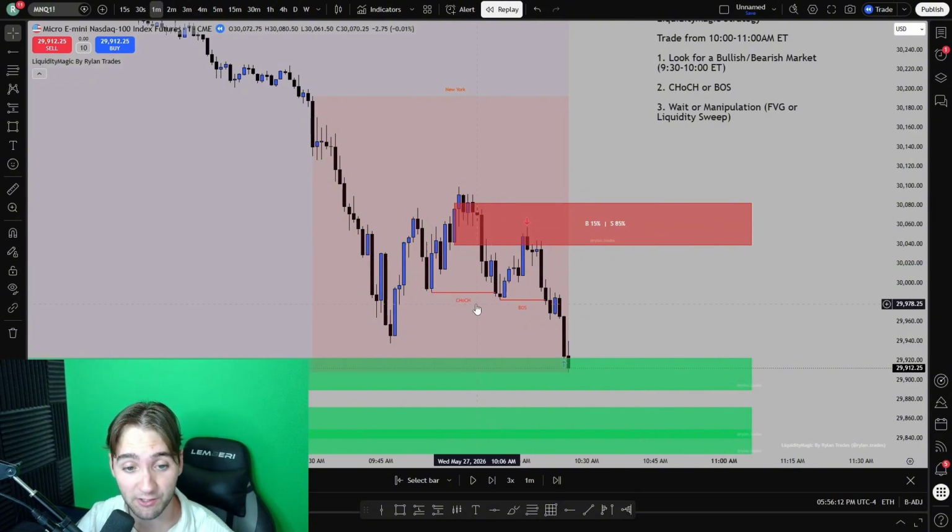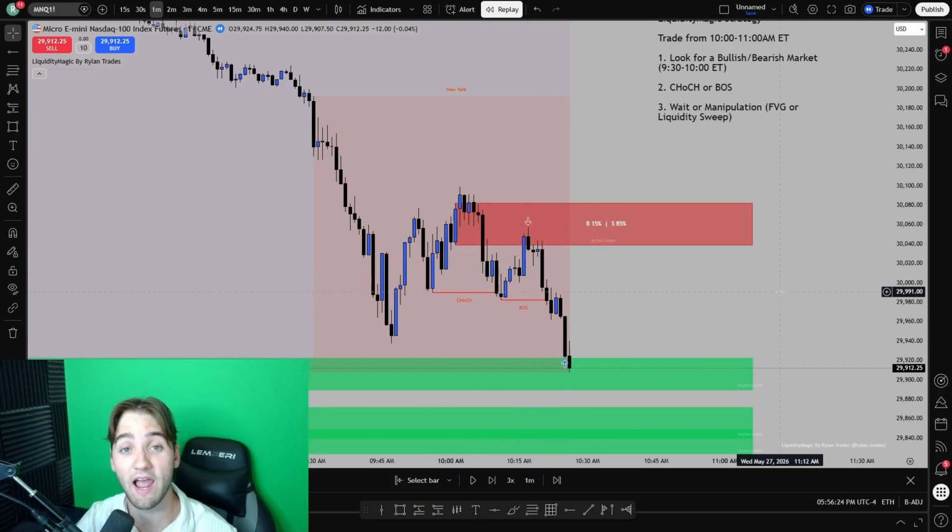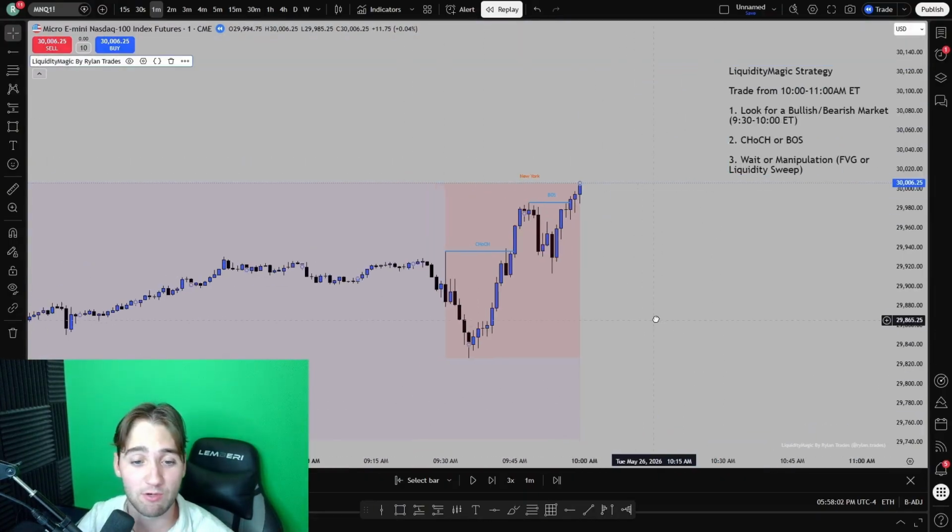After making that change of character, confirming bearish price action, price ended up coming up to this liquidity zone inside this fair value gap as our manipulation, continuing lower to a liquidity zone down below. Absolutely amazing. Look at that. All right, so in this example right here, let's go ahead and do this.